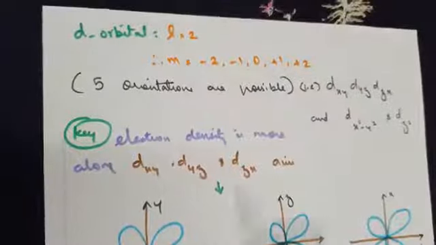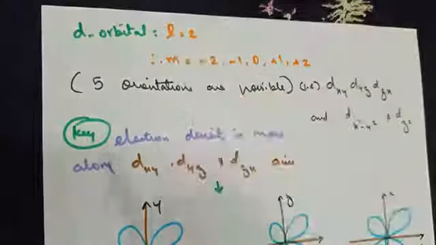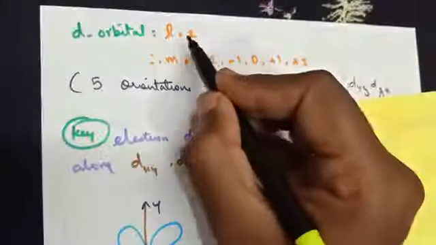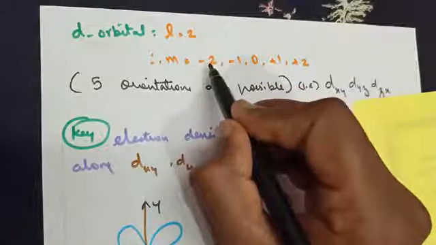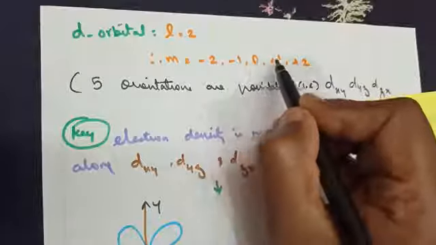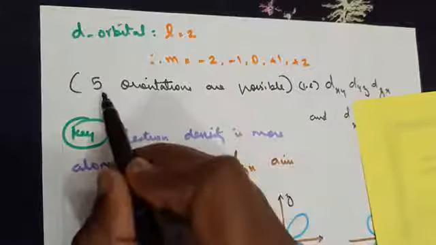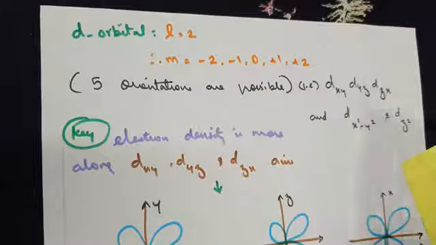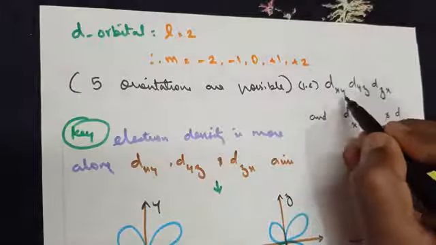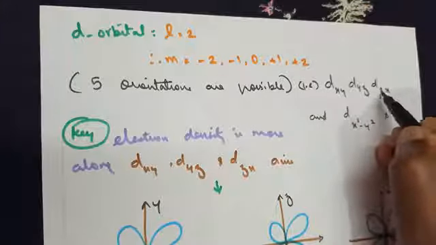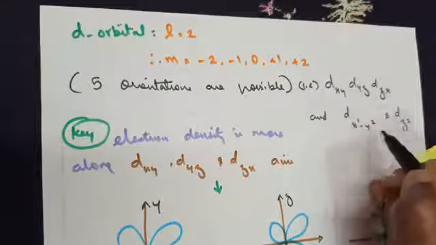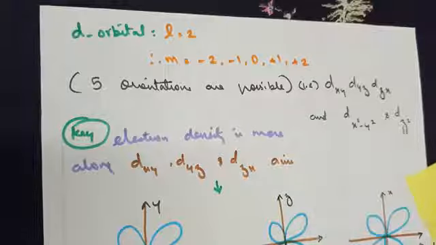Moving on to d orbital, the L value is equal to 2. Here again, the magnetic quantum number ranges from minus L to plus L. So for 2 you get minus 2, minus 1, 0, plus 1, plus 2. So how many orientations are possible? 5 orientations are possible, and they are dxy, dyz, dzx, dx square minus y square and dz square.